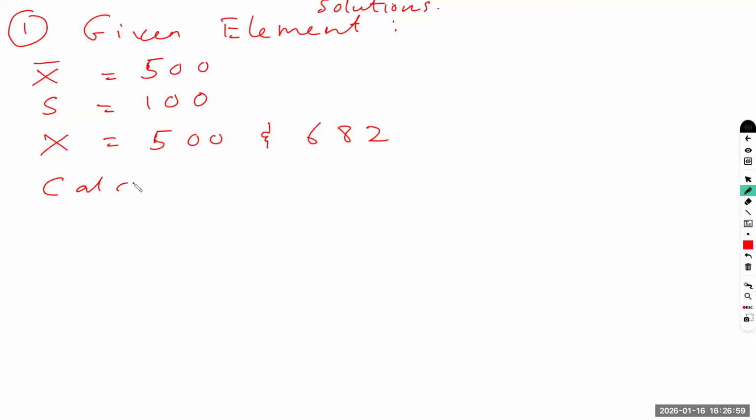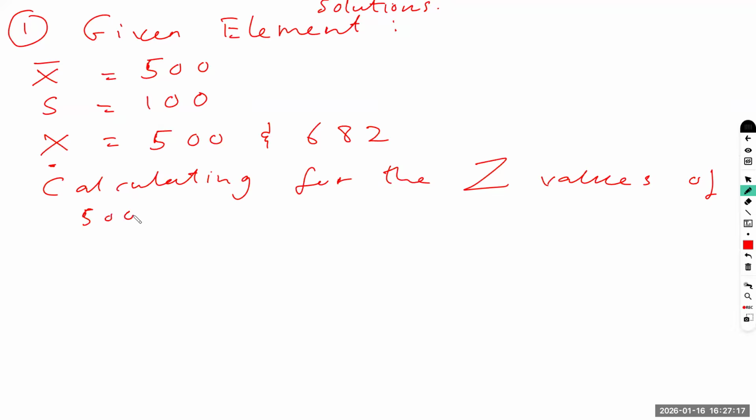Calculating the Z values. I said the Z values have been given to us already, which are the Z values of 500 and 682. So it means that we'll solve for 500, and we'll come and solve for 682.